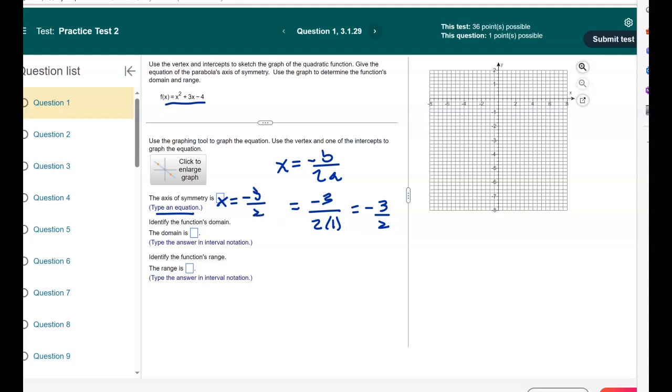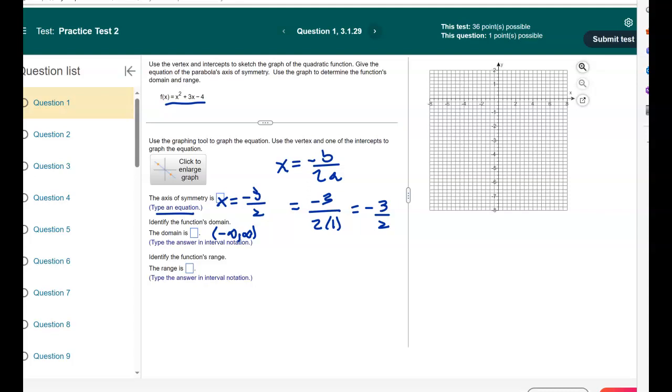Now, how do you identify the domain? The domain is always the set of all real numbers. Now, pay attention. It says here you type the answer in interval notation. So then you would have to type the answer as negative infinity to infinity, comma, and that's always open.